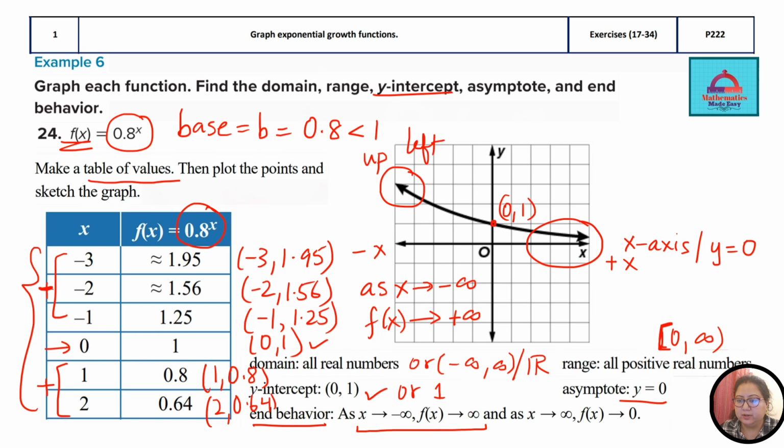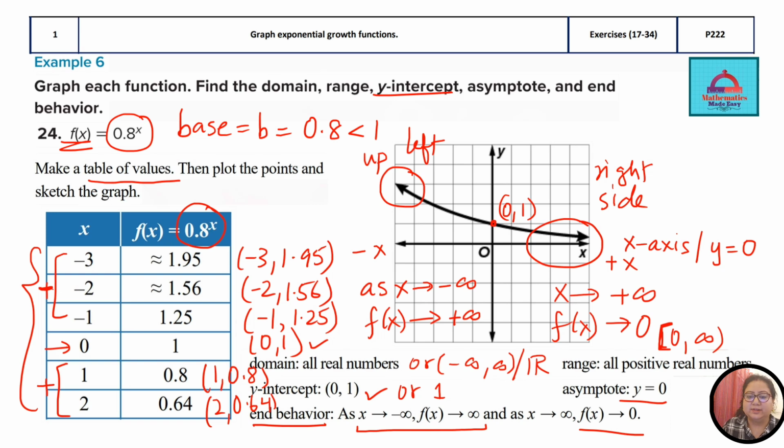Let's come to the right side. On the right side of the x-axis, definitely your x is going to go to plus infinity. It's positive. So where is my f(x) going? Let's see. f(x) is coming very close to the x-axis. So again, like the previous question, it's going towards 0. It's going nearer and nearer to the x-axis. Okay, so that completes question 24. Let's do one more to make you confident in these kinds of questions.